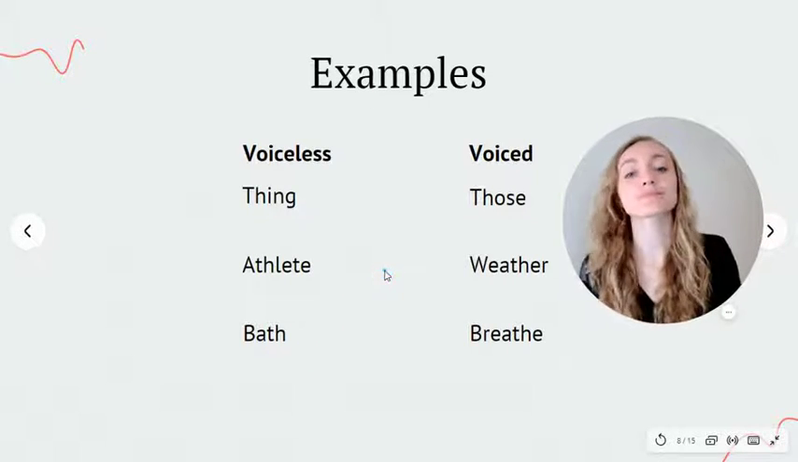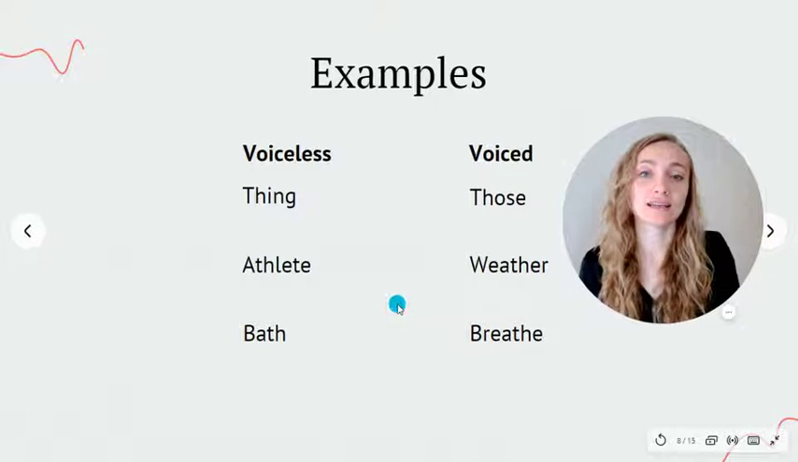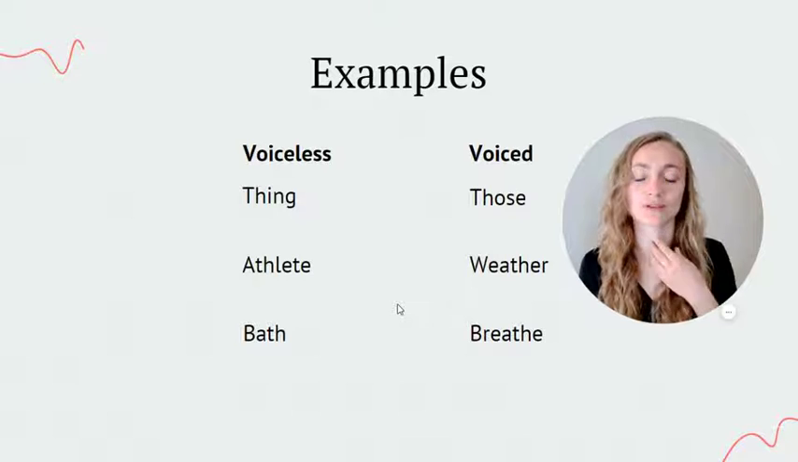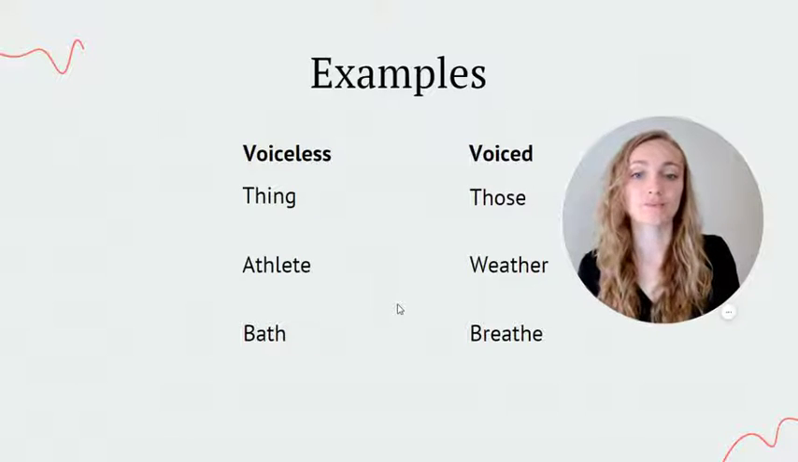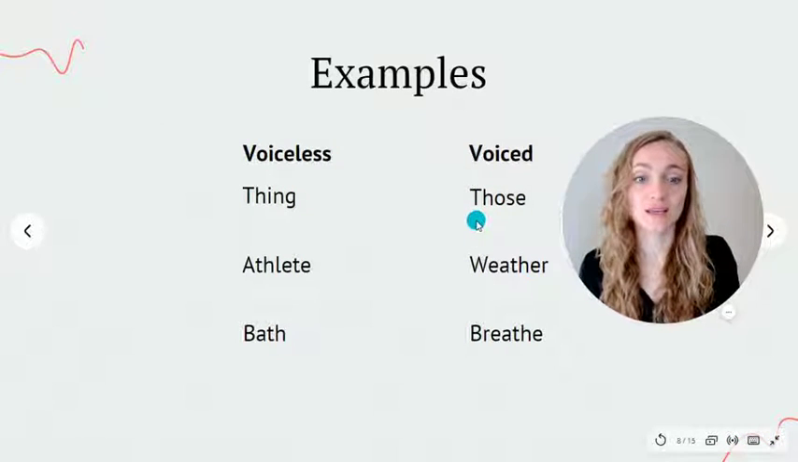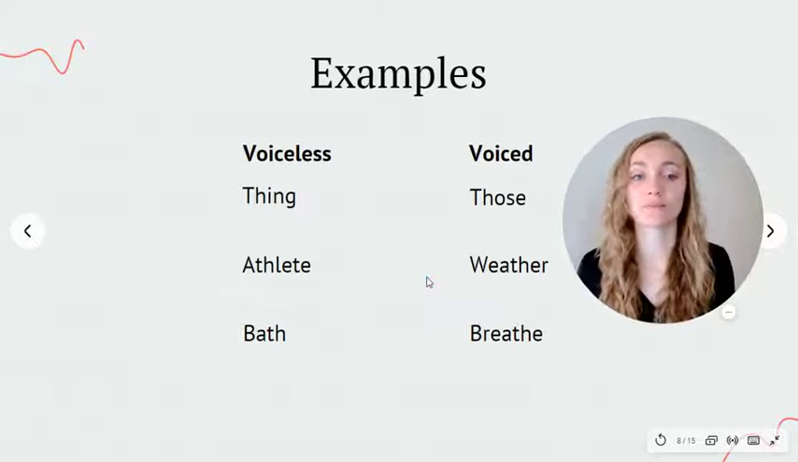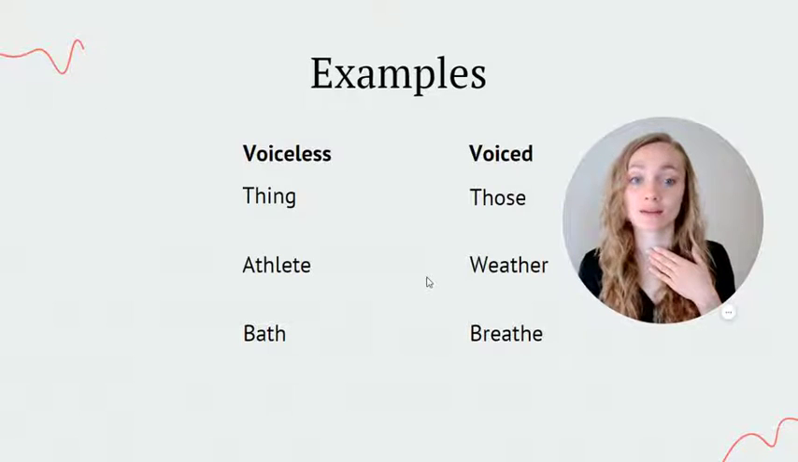It can be anywhere. Now the voiced TH is where we want to find that tension and activate our vocal cords here. So the same thing we're doing with our mouth, we're just activating our vocal cords. Those, weather, breathe. So the same thing with the voiceless TH. You can have a TH at the beginning, in the middle, or at the end of a word. Okay, so we're going to practice with all of them. Those, weather, breathe. So you should feel that tension at the end.